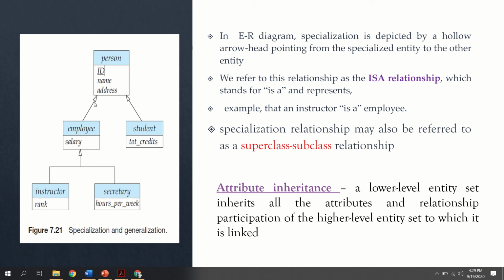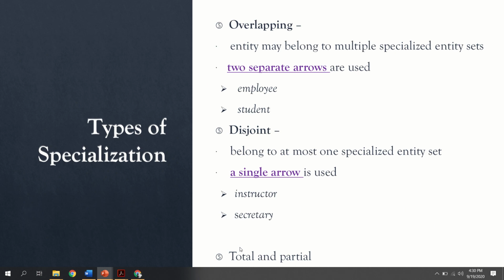And next, we are trying to differentiate two types of specialization. The first one is called overlapping specialization and the second one is called disjoint specialization. So as we said, there are two types of specialization. The first one is called overlapping specialization and the second one is called disjoint specialization.